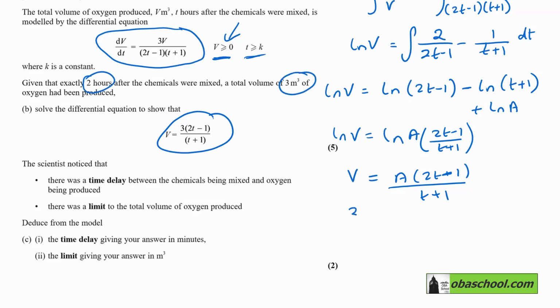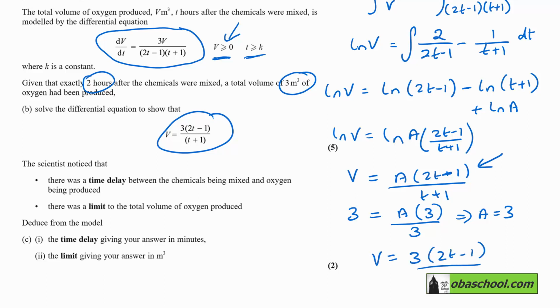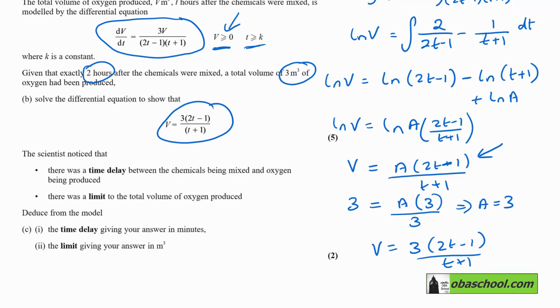And then we can use the information we were given in the question. So V is 3 when t was 2. So that is going to be A, t is 2, we've got 4 take away 1, 3 over 3, and that gives me that A is equal to 3. Substitute that back to here, and we get the expression that we had, 3(2t take away 1) over (t plus 1).